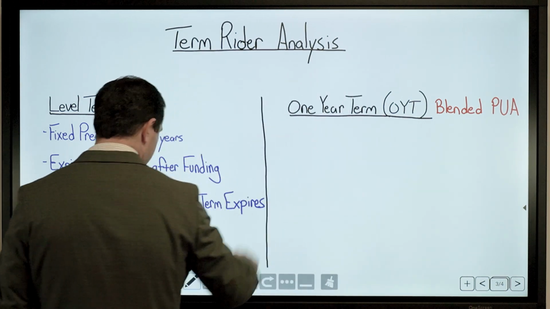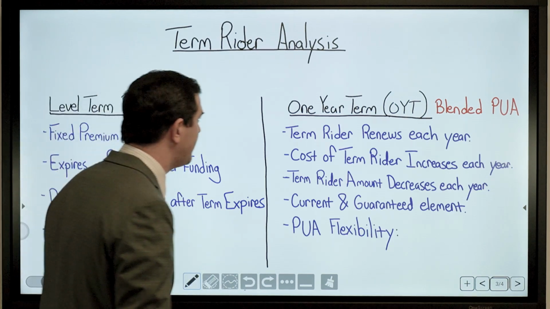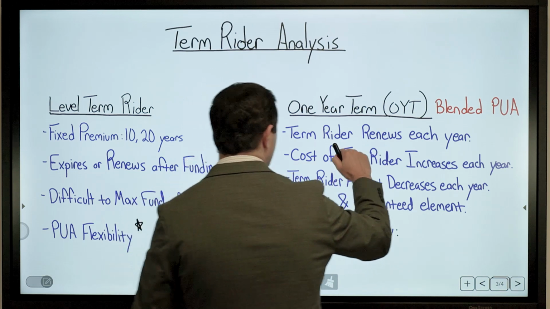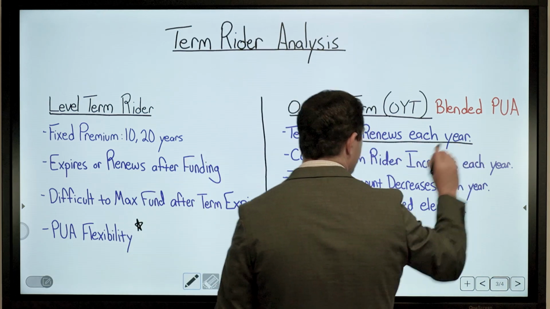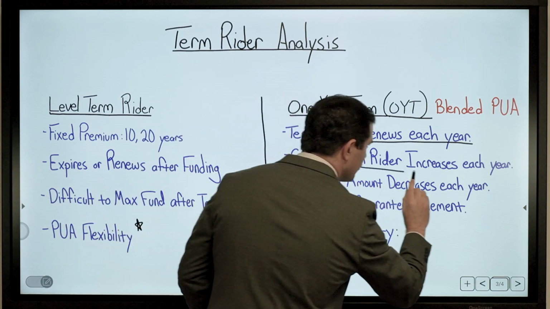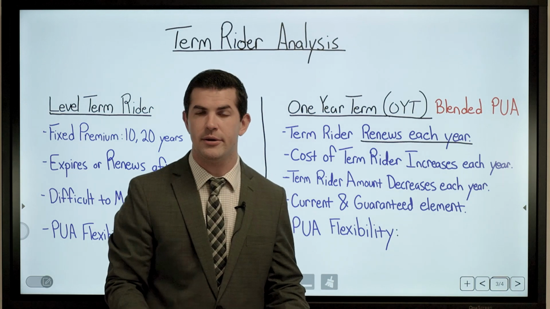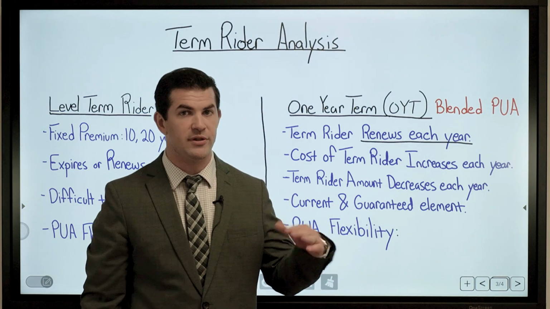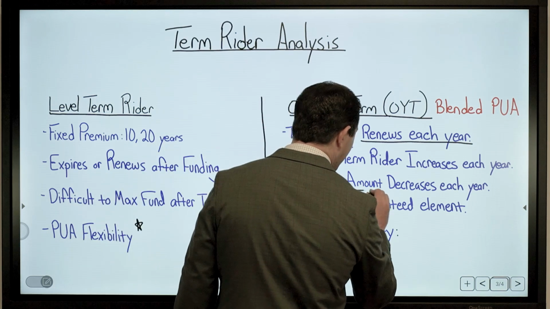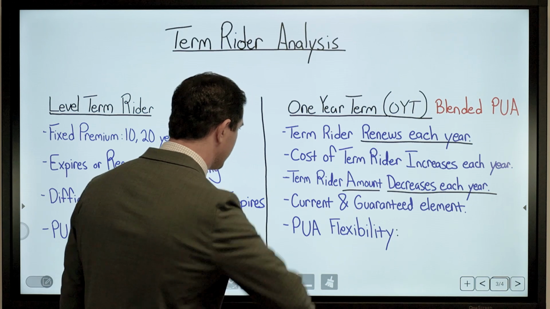The OYT rider, one-year term. So this one has a lot of popularity. How it works is it is a term rider that renews each year. So specifically there, the cost of the term rider increases each year, the cost per unit. So each year as I grow older, the cost will increase. However, the term rider amount decreases each year. We're going to demonstrate that here shortly as well.